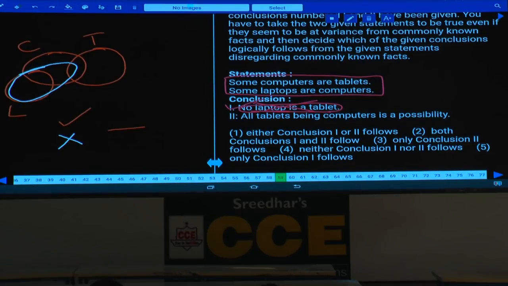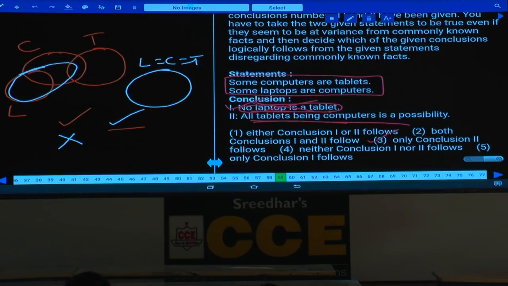Now the second one, all tablets are computers, is a possibility. As the statements are affirmative, for a possibility, we have discussed a different diagram. What is the diagram here? Universal diagram, that is a single diagram. Now I am drawing my laptop and this computer and tablet like this. Then, all tablets are computers, is it possible or not? Yes, it is possible. Then what is your answer here? Only 2 follows, only conclusion 2, that is choice 3.